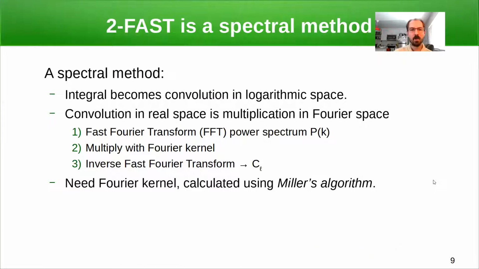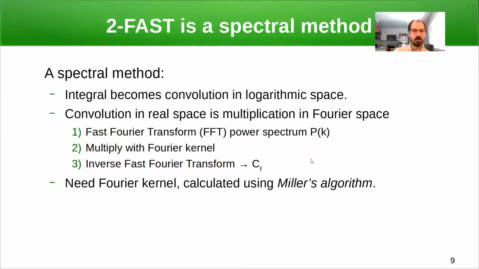And so how does it work? Just very briefly, the idea is that this integral, if you do it in logarithmic space, becomes a convolution integral. And a convolution in real space is multiplication in Fourier space. So the idea is that you Fourier transform the power spectrum in log space, multiply it by some Fourier kernel that does the convolution, and then you just invert the Fourier transform again, and that gives you the CLs.